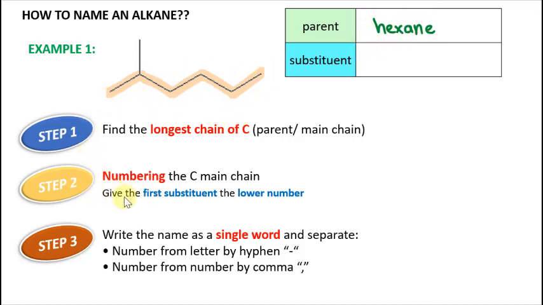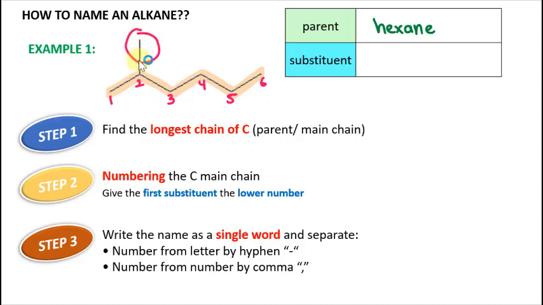So the second step, we are going to number our main carbon chain. Okay, so for this compound, since it's only got one substituent present, we are going to give this substituent the lowest number possible. So we can either number our carbon from left to right or right to left. Since we are going to give this substituent the lowest number, we will number the carbon from left to right. So now we know the position of our substituent.